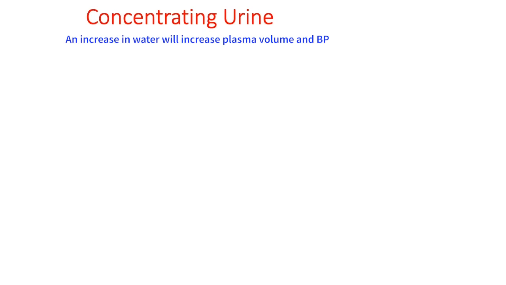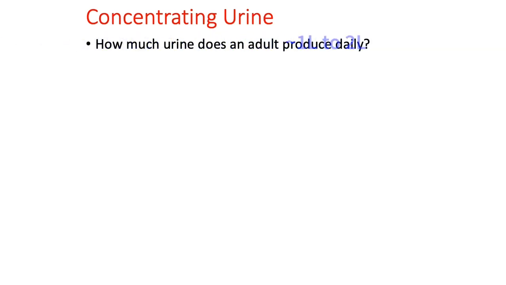Throughout the day, urine output will be dependent upon plasma volume. Remember, you are trying to maintain homeostasis with plasma volume because this determines blood pressure. So how much urine does an adult produce daily? On average, an adult will produce between 1 to 2 liters of urine daily.